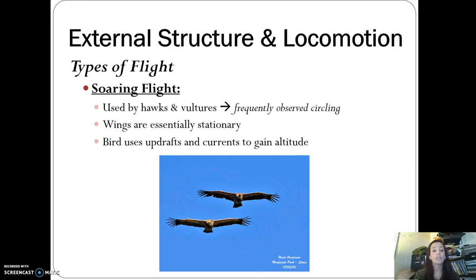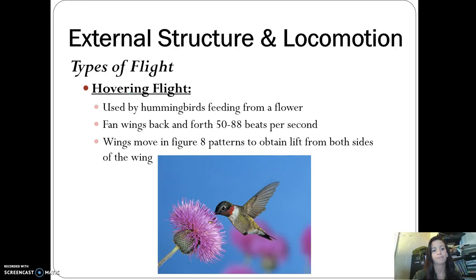Soaring flight is typically used by hawks and vultures, especially when they're frequently seen circling above in the sky. And the wings here are essentially stationary. So the bird's going to use updrafts and currents to gain altitude or lose altitude, but they really don't move their wings at all when they soar.